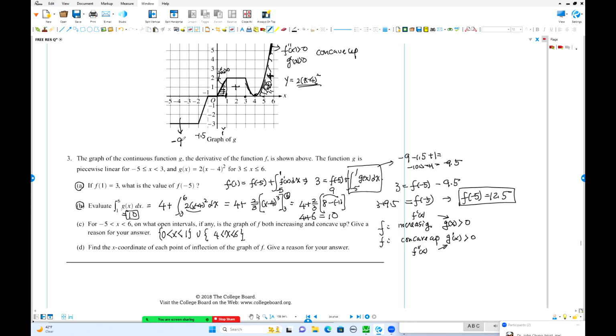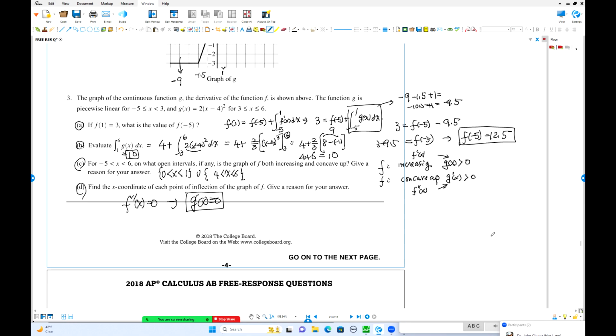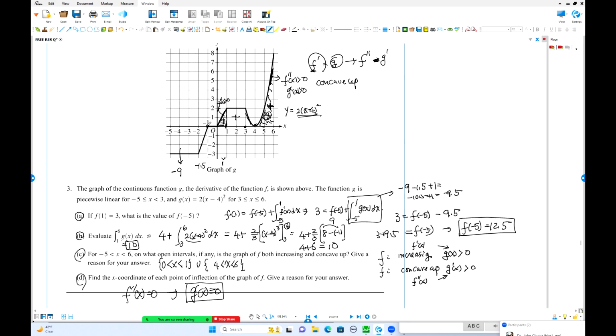Right? Yeah. Okay. Number D, find the x coordinate of each inflection point of the graph of f. Inflection point is by f second prime of x equals 0, right? F second prime of x equals 0 on this graph, what is it? G prime of x equals 0, isn't it? Where is g prime of x equals 0? Here. Around, yeah, one change. Here. But check it out.